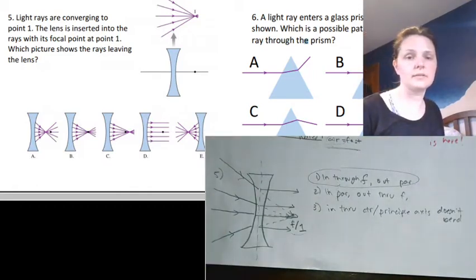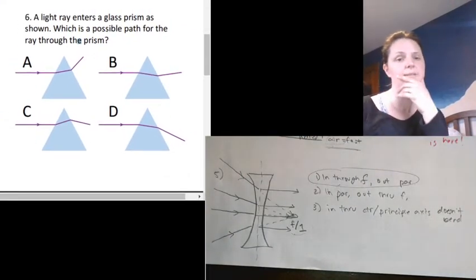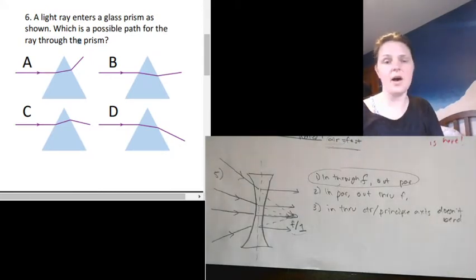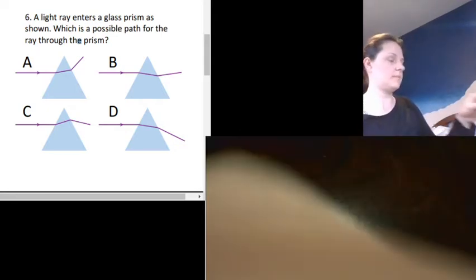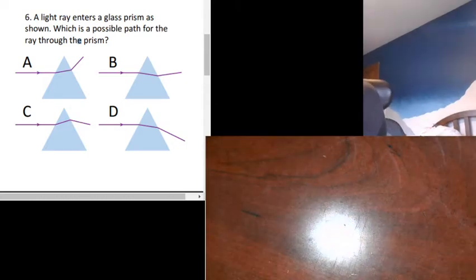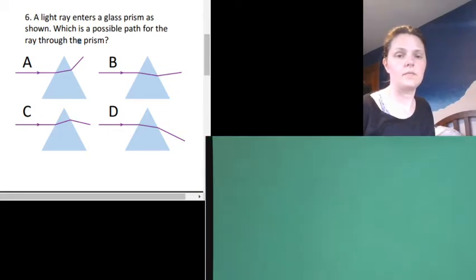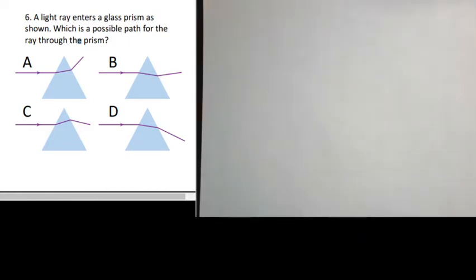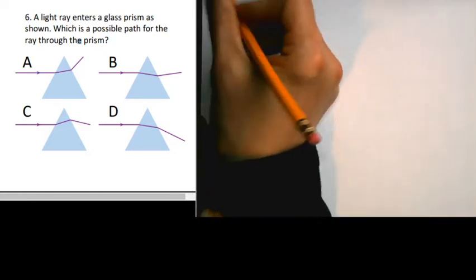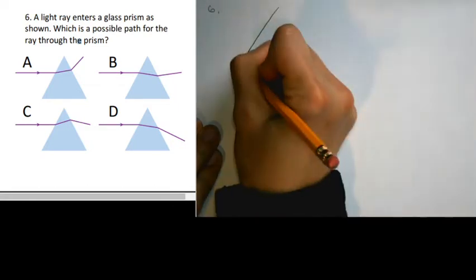Number 6 is that I have rays enter a glass prism, and which is a possible path for the ray through the prism. And let's get a new piece of paper out for this. So let's figure out what goes on with rays that come in parallel to a prism.